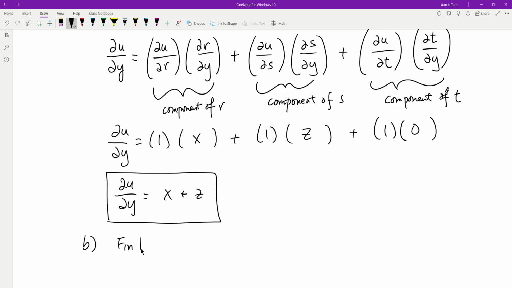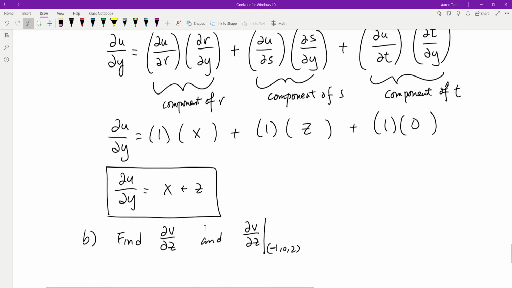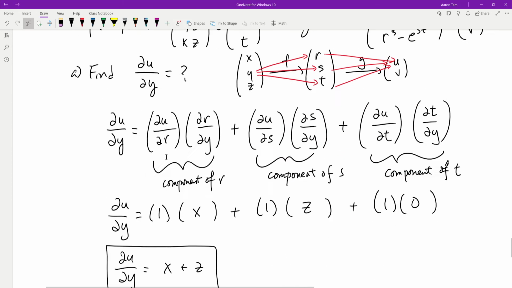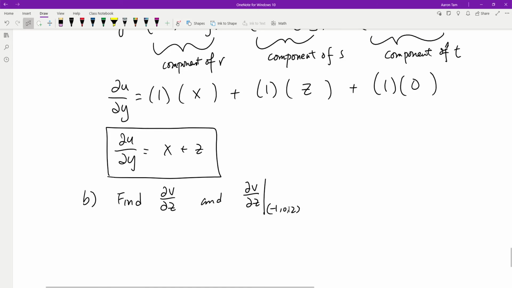We're going to try to find dv over dz, and I'm going to ask you to evaluate dv over dz at the point -1, 0, 2. Now, it's important to understand what that means. If you think about dv over dz, notice that z is an independent variable, and together with x and y, that indicates that -1, 0, 2 would be x, y, and z. So keep that in mind.